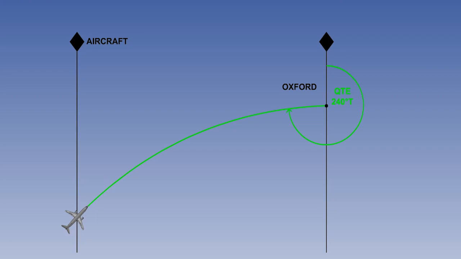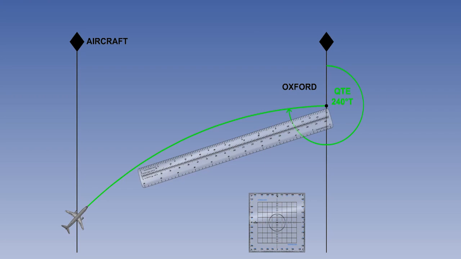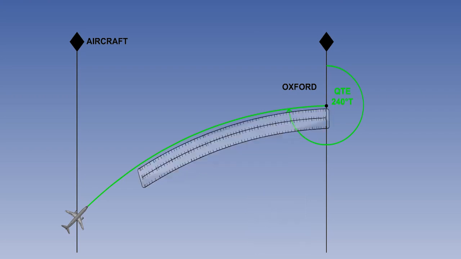So immediately there is a difficulty. We do not have bent plotting rulers which can follow the path of the great circle track. Our protractors and rulers are straight. They don't follow the curve of a great circle. So we have to plot a straight line on the chart. But which straight line?